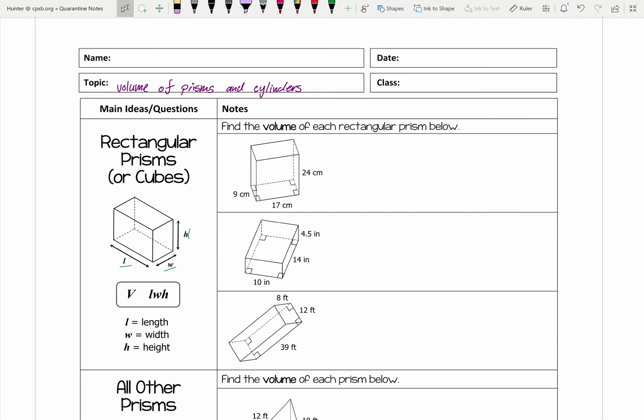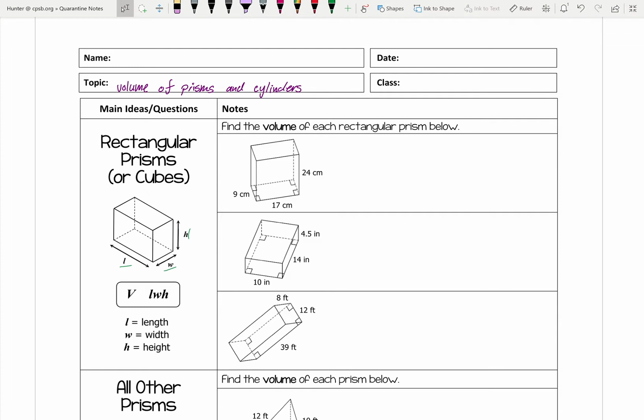So volume is basically just the capacity that a shape has. Meaning, what I mean by this is, if I have a box and I fill it up with water, the amount of water that I fill it up with is the volume of this, and it's measured in cubic units.